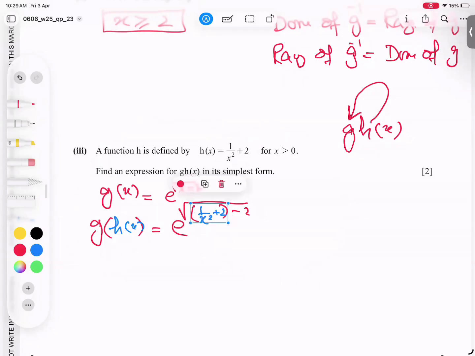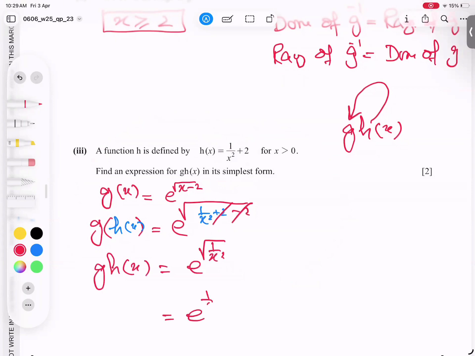So if I remove the bracket, what happens, students? Naturally plus 2 and negative 2 cancel out. So g h of x is equal to root of 1 by x squared. The root cancels out, we get 1 over x. I hope the concept of the question is clear, and let me finalize it.